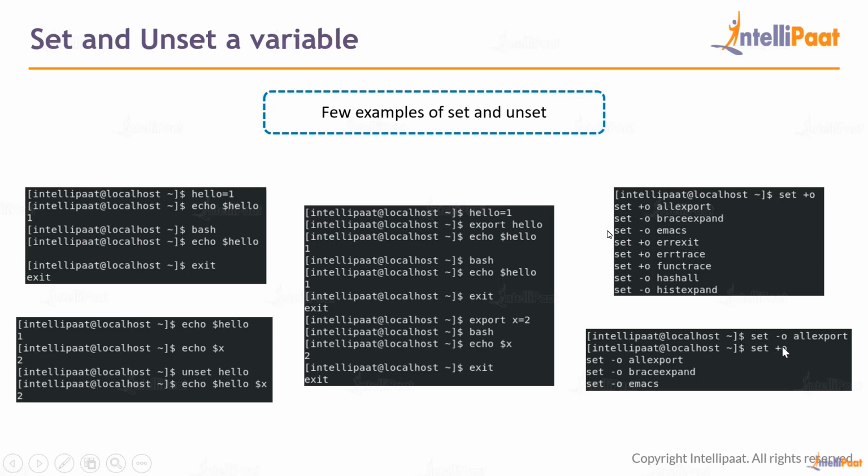If I do a set +o, it shows all the set operations over here, and you can see that allexport has become -o. That means I cannot use export. And here it's +o. Okay, so we've seen that.